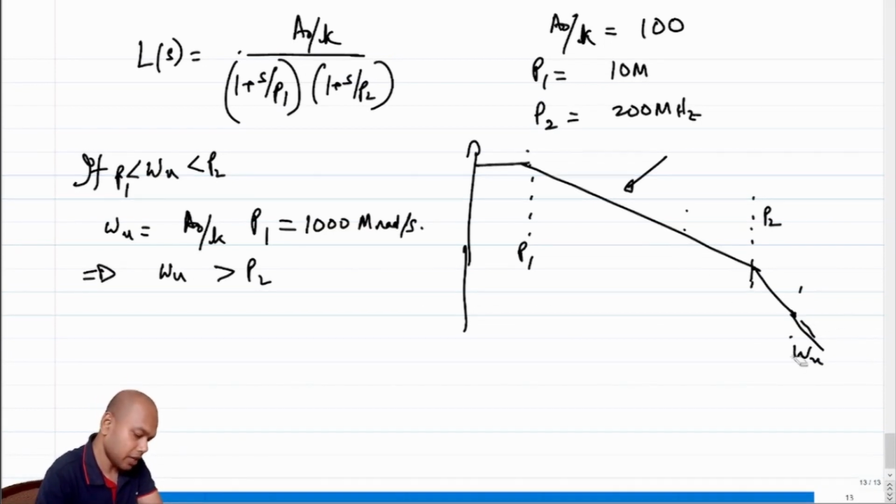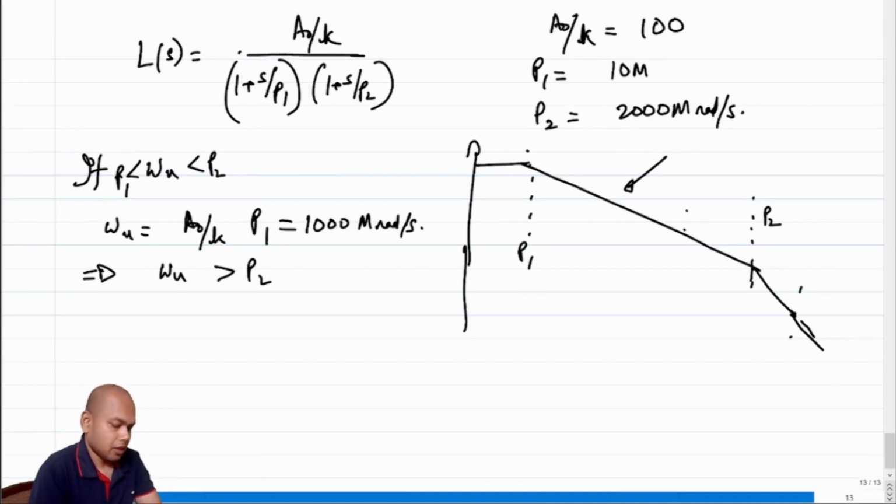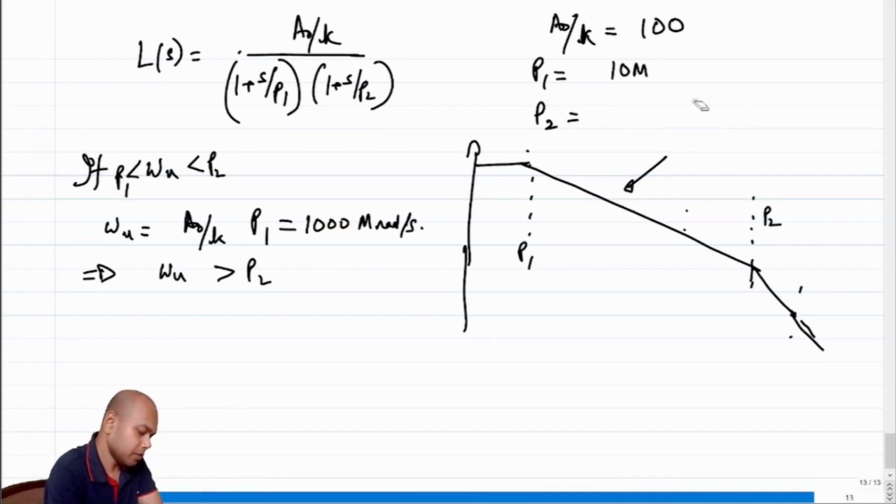So what is the next thing that I should try? I should try and ensure P2 is at even higher frequency. Let's say P2 is at 2000 megaradian per second, right? Or let's assume P2 is at 1000 megaradian per second, right? So that seems to be the break point.